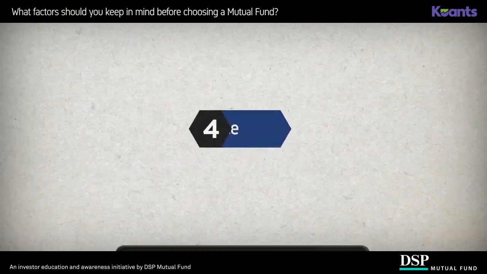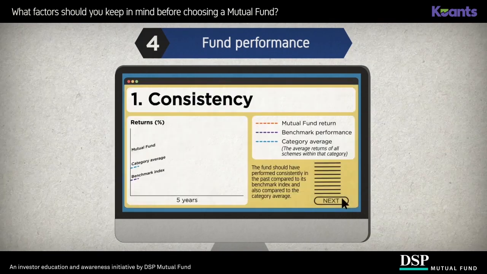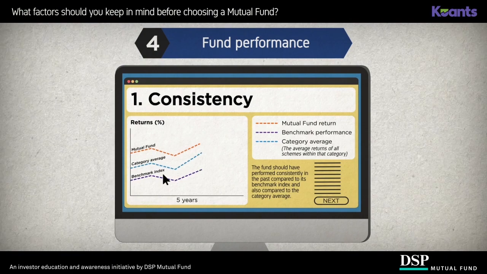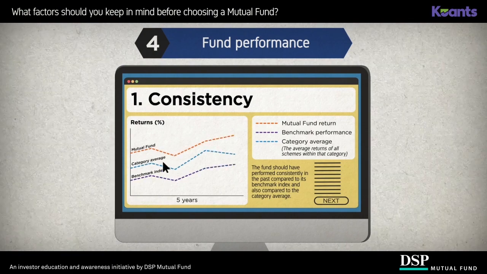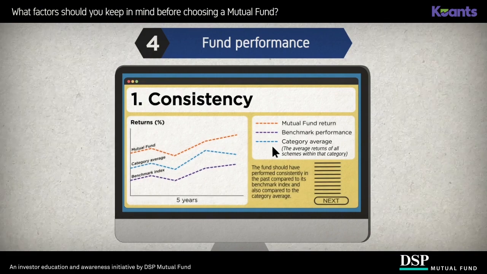You can then analyze the performance of a fund based on the following parameters. The fund should have performed consistently in the past compared to its benchmark index and also compared to the category average, which in simple terms means the average returns of all schemes within that category.